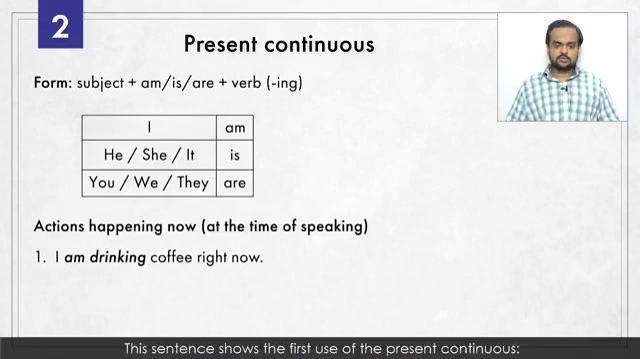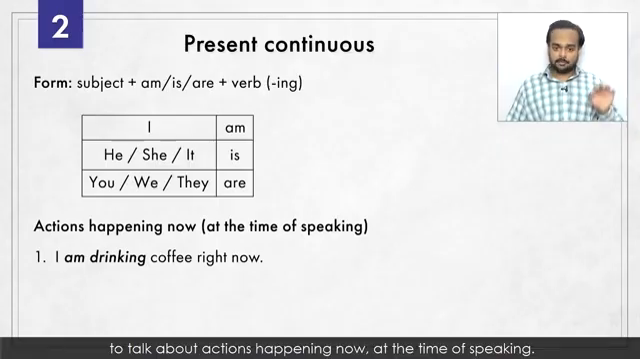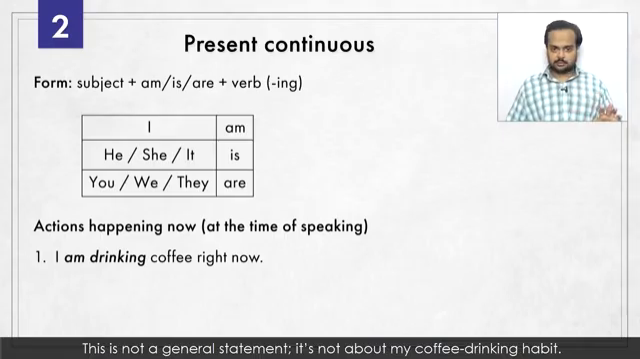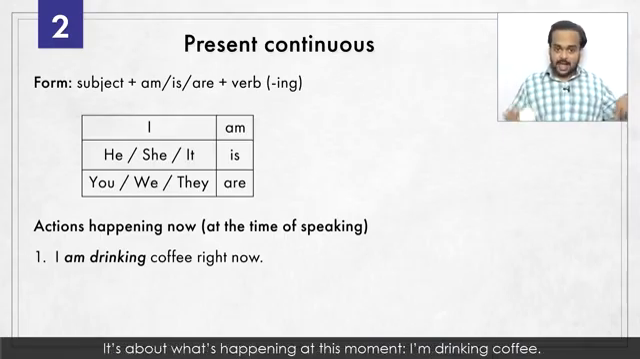This sentence shows the first use of the present continuous to talk about actions happening now at the time of speaking. This is not a general statement. It's not about my coffee drinking habit. It's about what is happening at this moment: I'm drinking coffee.